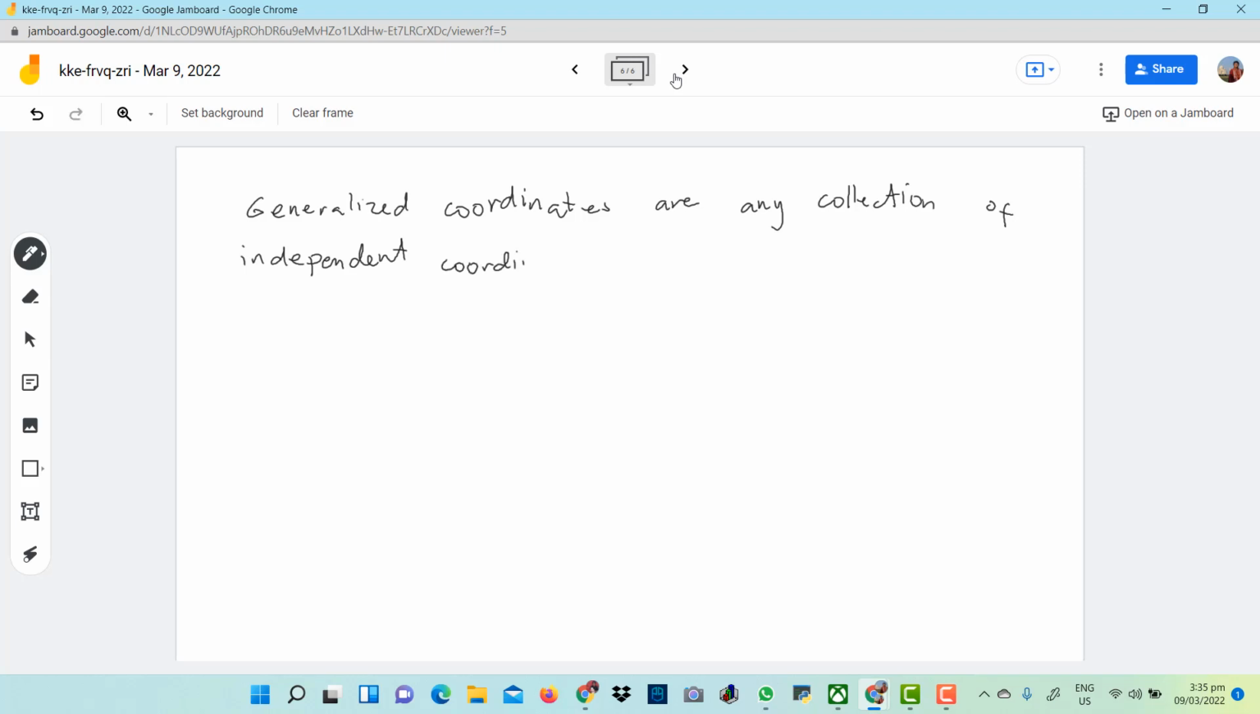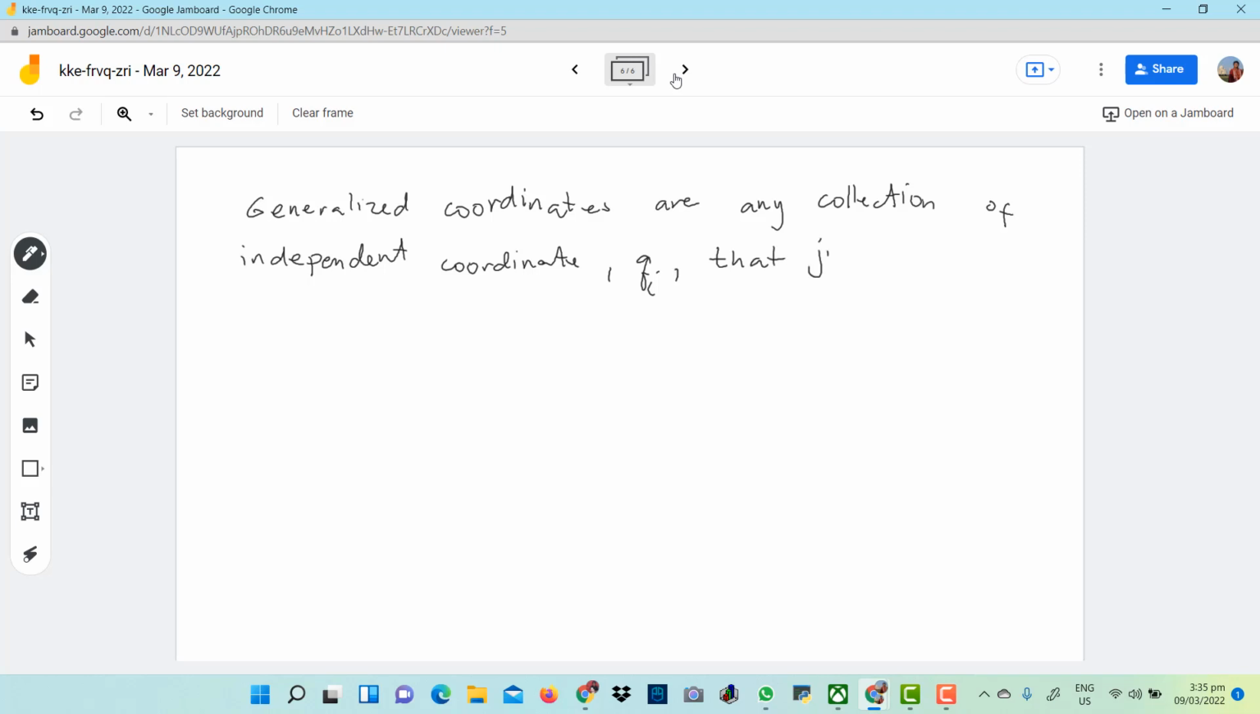And the generalized coordinate is denoted by this Qi. Take note, if it's Qi, it can be any coordinate. It means you can use x, y, z, or r, theta, phi, or rho, theta, z in cylindrical coordinates. So this is a generalized coordinates. I call this one the Qi's, okay?